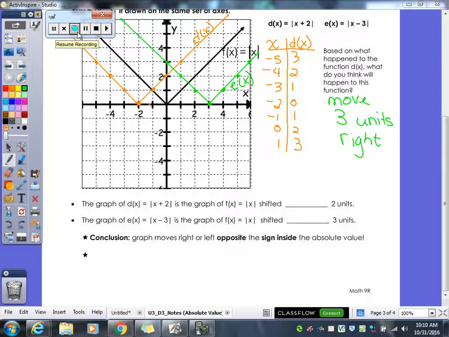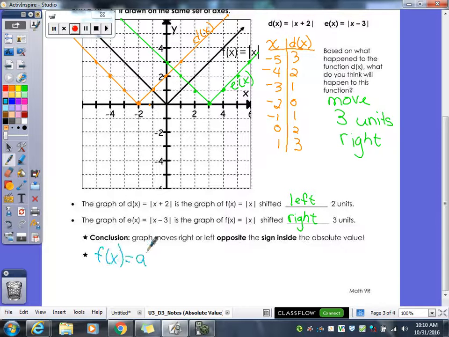So absolute value of x plus 2, that was shifted left 2 units. Absolute value of x minus 3 was shifted right 3 units. When you're in the absolute value bars, it's always going to be the opposite of what you think. So conclusion: graph moves left or right opposite the sign inside the absolute value.